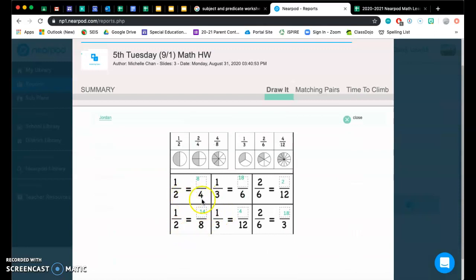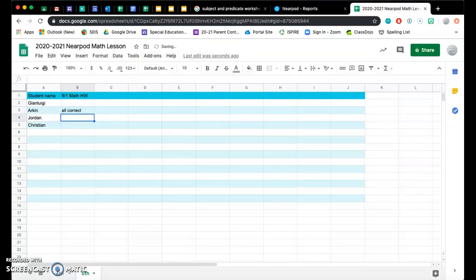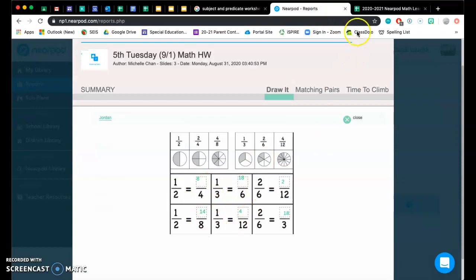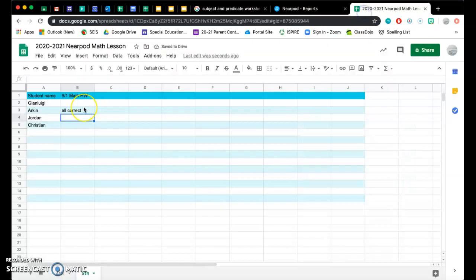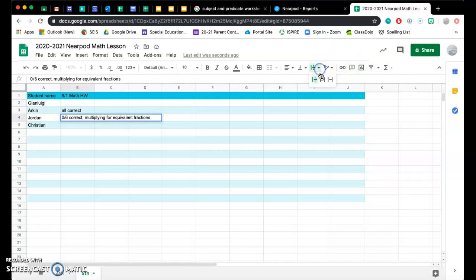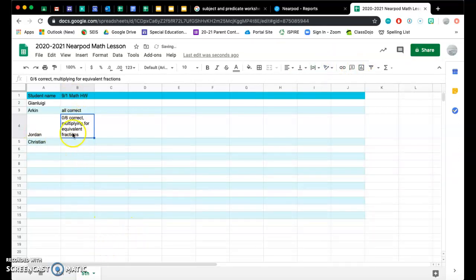Jordan's. Let's say so you can see here Jordan didn't get this correct. And so you can tell me out of these 1, 2, 3, 4, 5, 6, it seems like she got 0 out of 6 correct. And if you can write like a small phrase of like what, you can say multiplying for equivalent fractions. You can tell me what she got wrong. That way, this will help me kind of look at this and kind of take data on how they're doing in terms of their IEP goals.